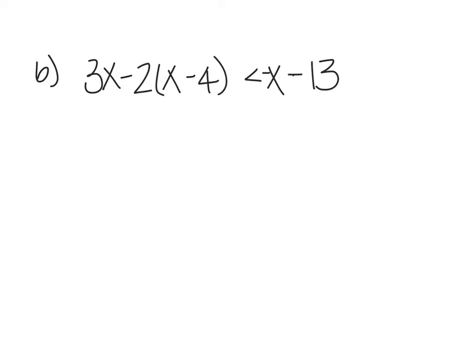All right, our last problem, number 6, says 3x minus 2 times x minus 4 is less than negative x minus 13. So the first thing I'm going to do is I'm going to draw my line and label my sides. So I have x's on one side, everything else that's not an x on the other.